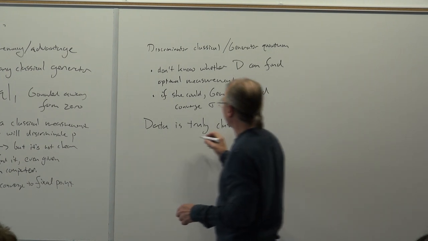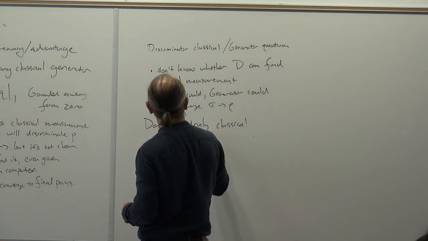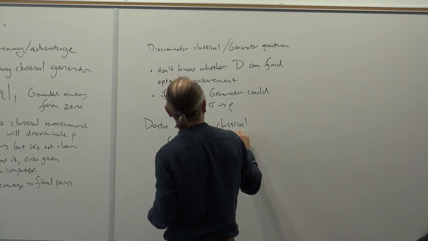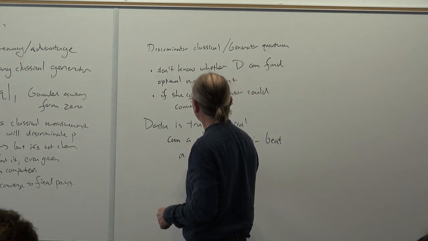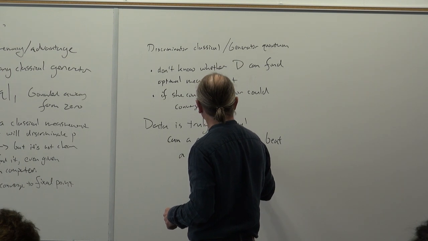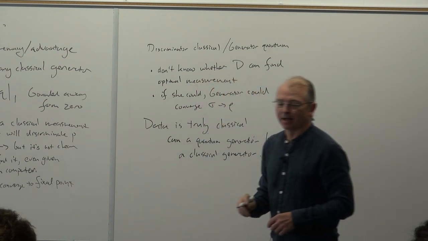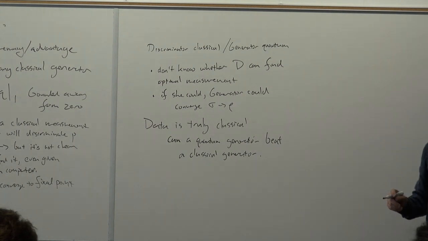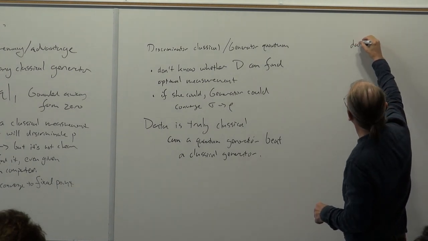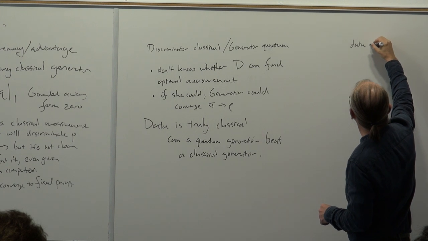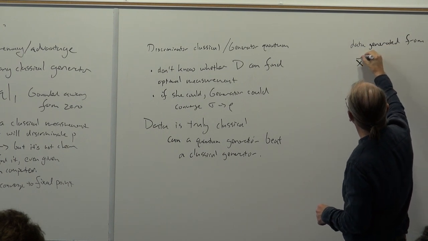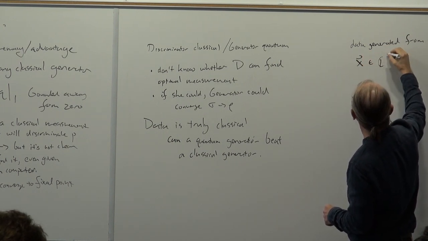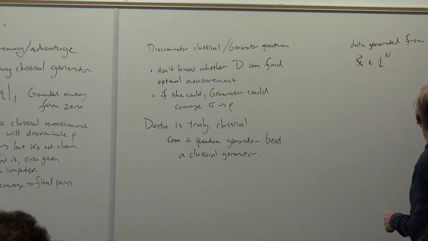And can a quantum generator beat a classical generator? So here I would say the answer is yes for a slightly artificial problem, which is actually somewhat relevant. If my data is generated from vectors that belong to some very high dimensional vector space, I'm just going to make it C to the N and large.